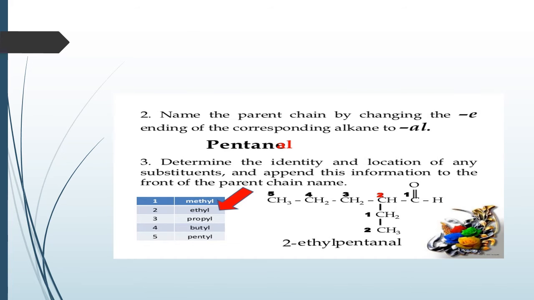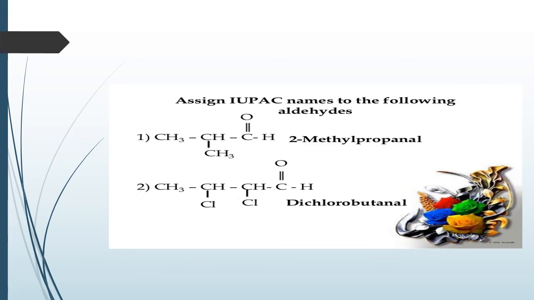Now, how do you write the name? Name the parent chain by replacing the E with Al. Very simple. Three things are very important: the parent chain, the prefix, that is the functional group, and the suffix, that is the alkyl group or substituents. So how do you write the name? Very simple: 2-ethyl pentanal. One thing is very important: E is replaced by Al.